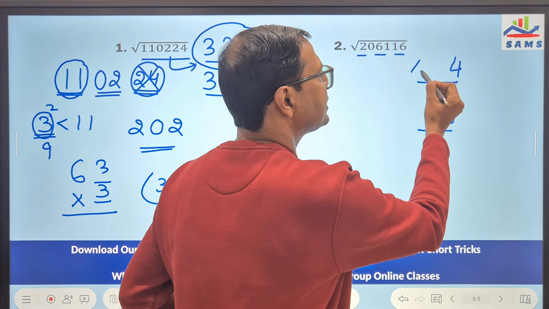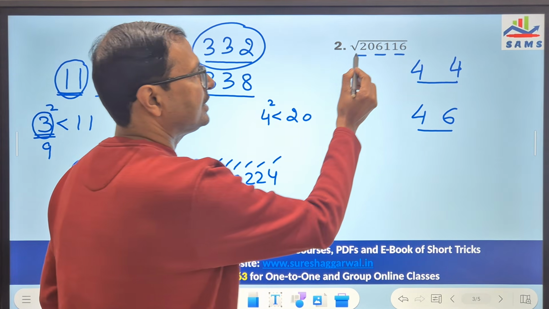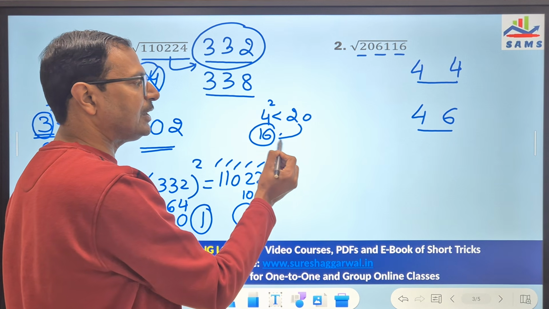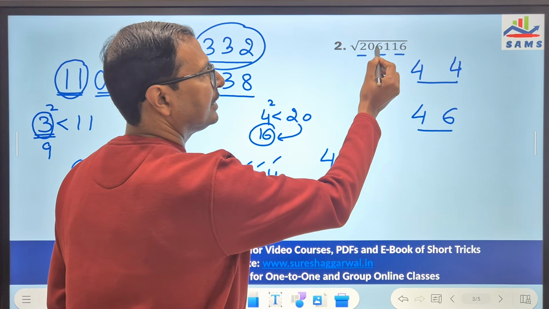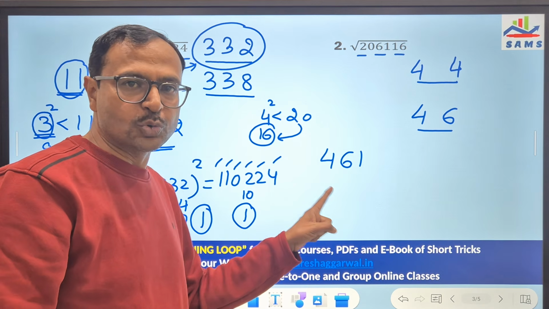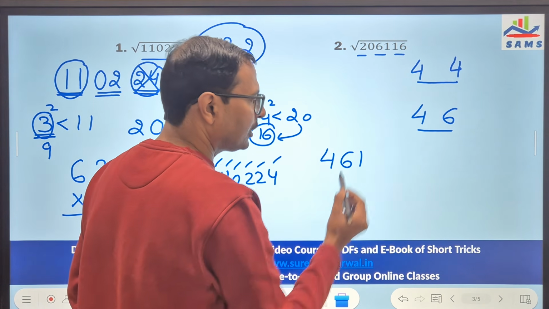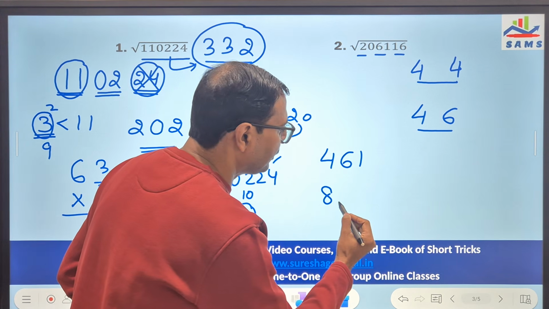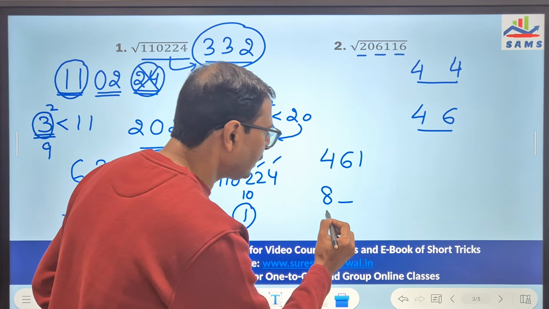So 4 becomes the first digit, and for the middle digit, this is 20 and 4 square is 16. The difference between 20 and 16 is 4, and the next pair is 61. So I need to now get close to 461. How? The first digit is 4, so double that, you get 8, and I want to suffix a single digit number with 8.